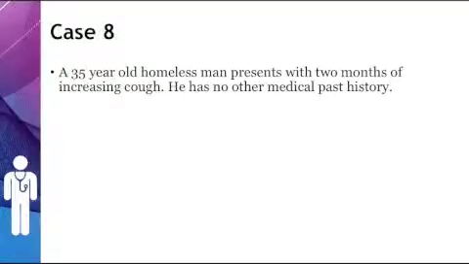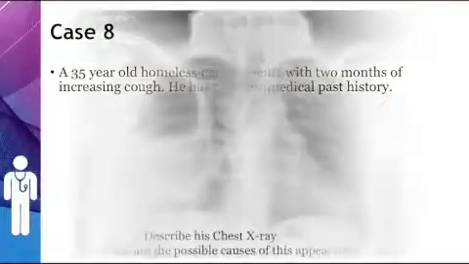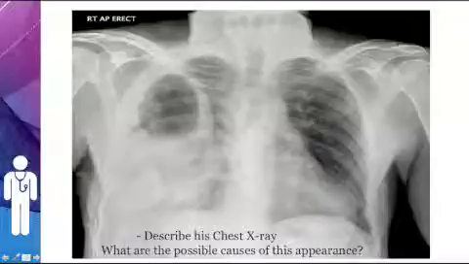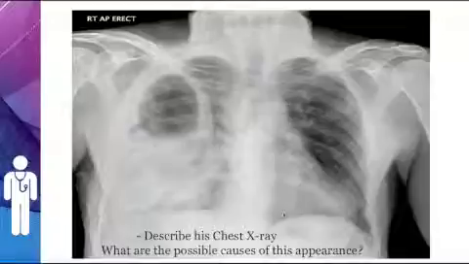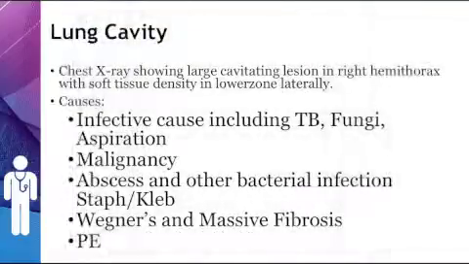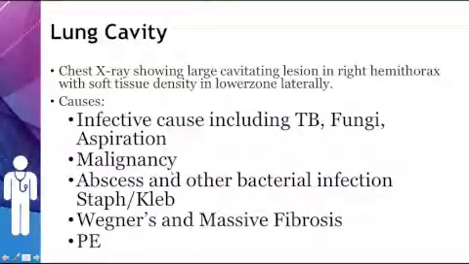A 35-year-old homeless guy comes in with an increasing cough. Here's his X-ray. Describe what it looks like and what possible causes might be. This chest X-ray looks like it shows a large cavitating lesion. Some of the causes will include infective, cancer, as well as things like vasculitis and pulmonary embolism.